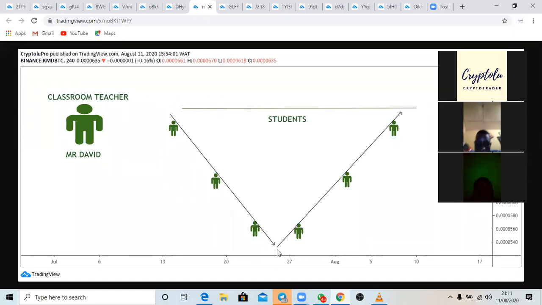Let me give you a hint. Number one, it is coming down. Number two, it is a resistance, and number three, it is a trend line. So what will you call it? Let me see your comment. Let me see the chat box. Anyone?